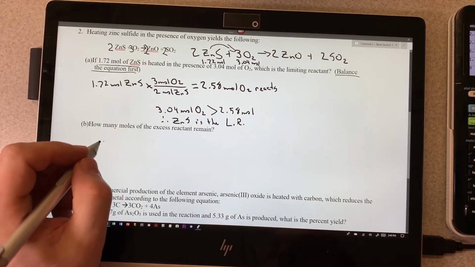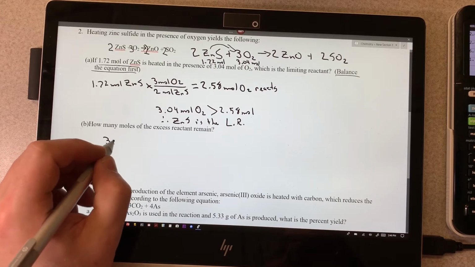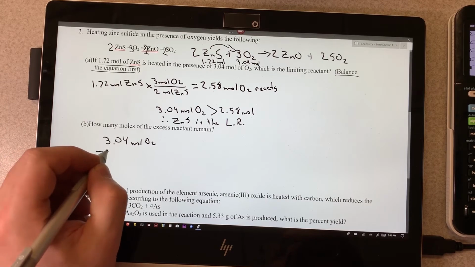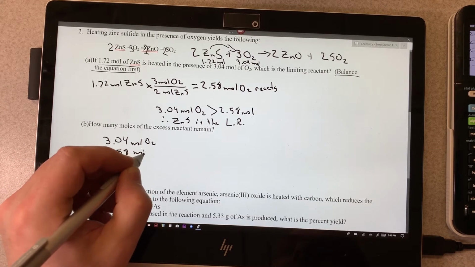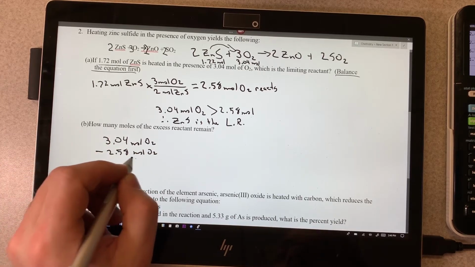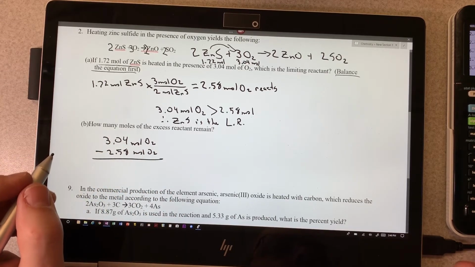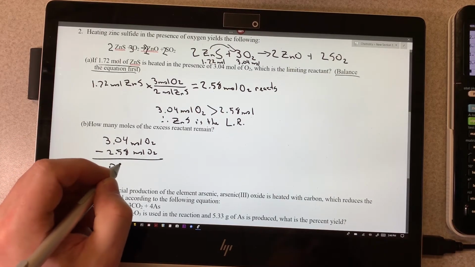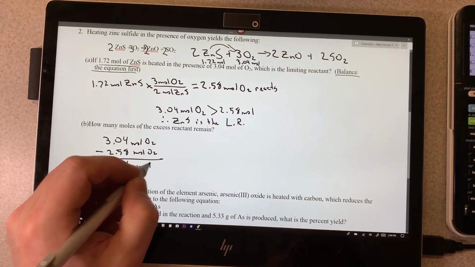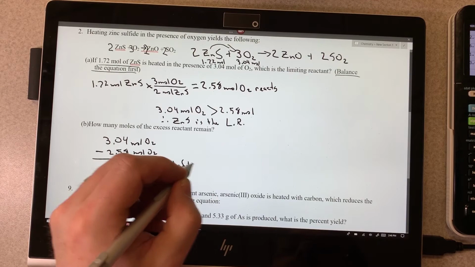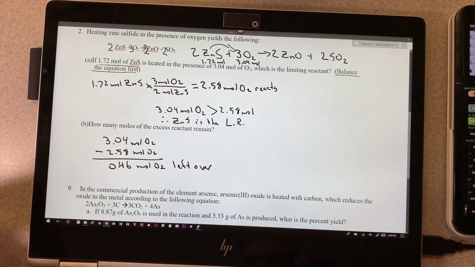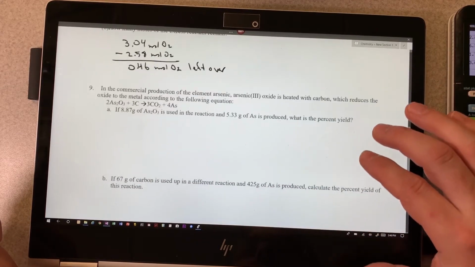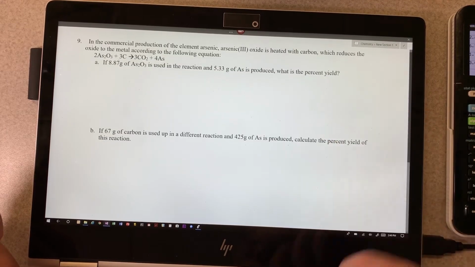So how much of the excess reactant remains? Well, I have 3.04 moles of O2. I'm going to use up 2.58 moles of O2. And so my answer here, 3.04 minus 2.58, is 0.46 moles of O2 left over. So that's a little different than the ones that you've seen this last week. We'll do one more like that in this problem right here.